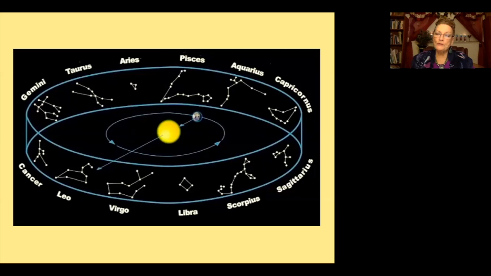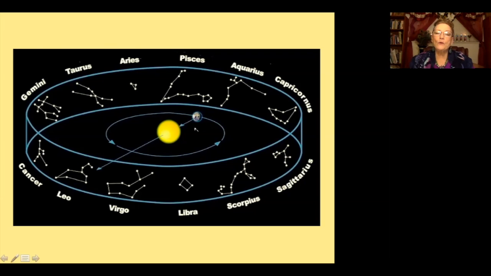Astrology is geocentric, and that means the earth is the center of everything. So as you look from the earth toward the sun, behind the sun, you would see the constellation Leo, and you would say, oh, the sun is in the sign of Leo. If you were born that day, you are a Leo.